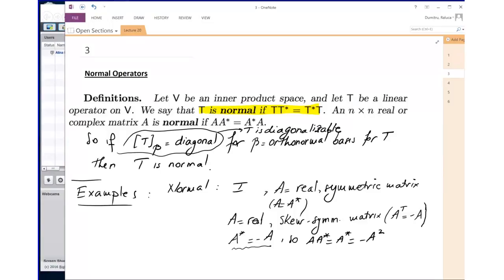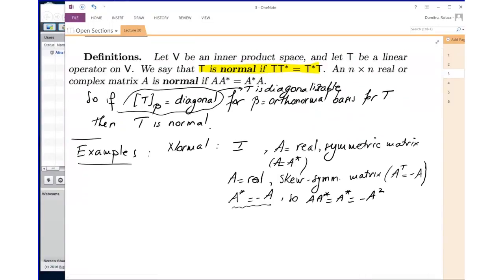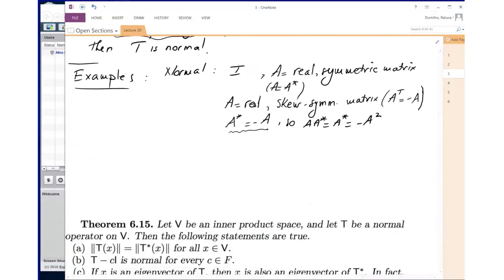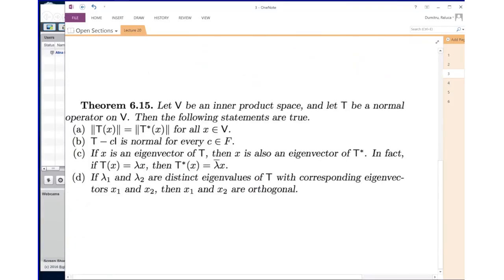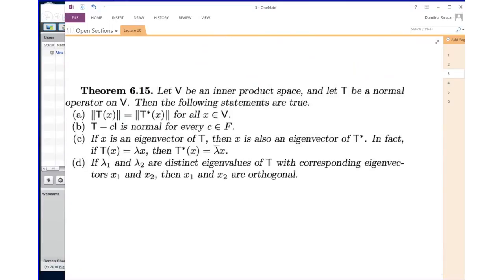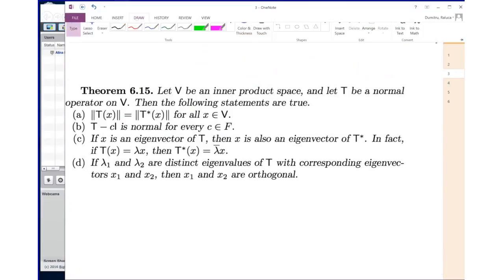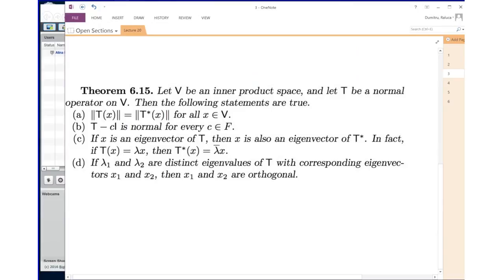Okay. So again, I'm aiming to show that being normal is equivalent to being diagonalizable on a complex inner product space. I'm going to need some properties first. Those are the properties of normal operators. They're going to be really important for examples in this section. So those 4 properties are really nice.